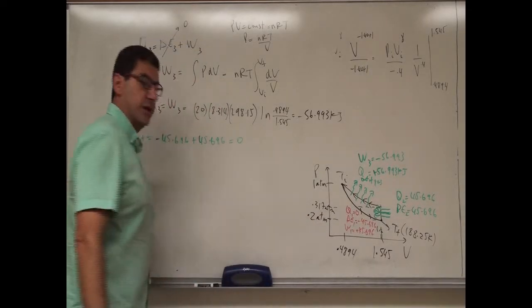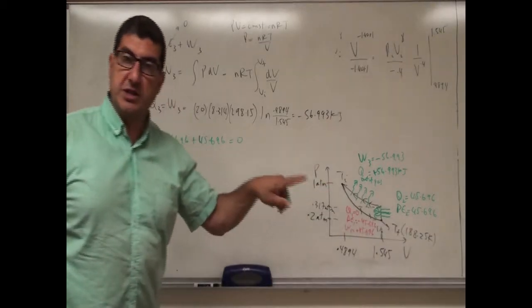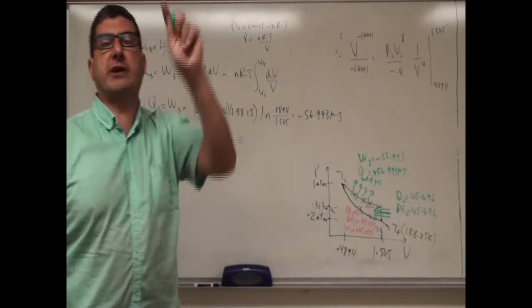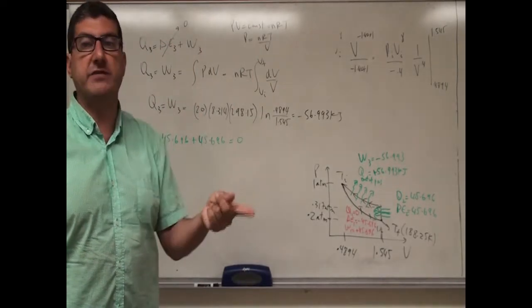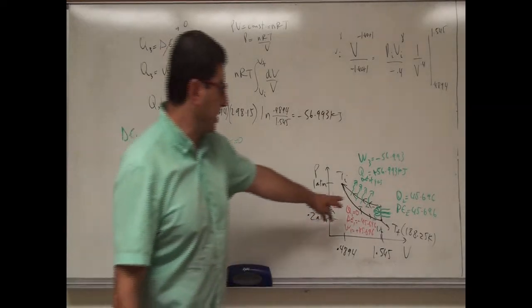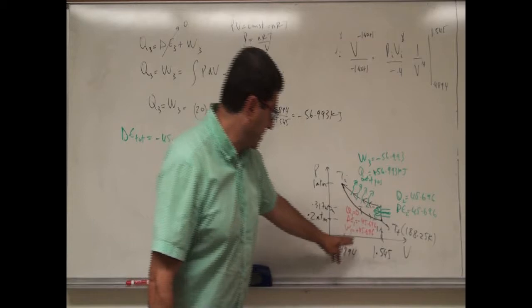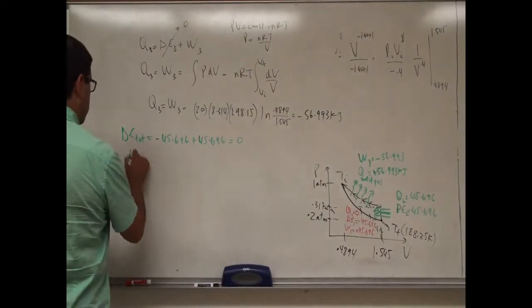So it should be 0, right? And it is 0, and it should be 0. Why? Because we're starting with a certain initial temperature and we're going back to that same initial temperature. So the total change in internal energy of the gas should be 0, and it is 0. So the third stage had no change in internal energy, and that was good because these two canceled each other out, right? Okay, how about the Q total?